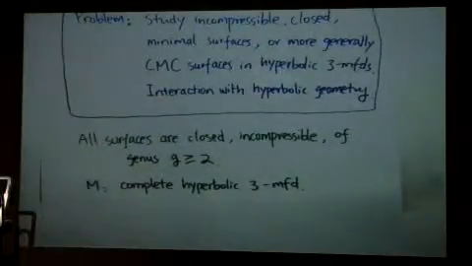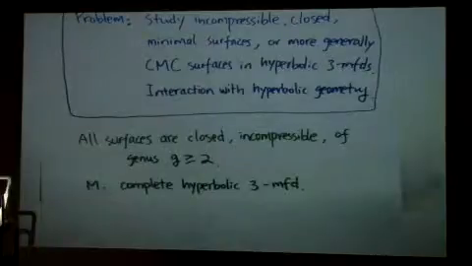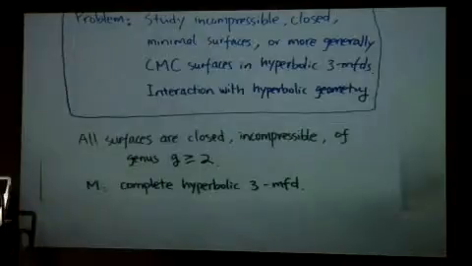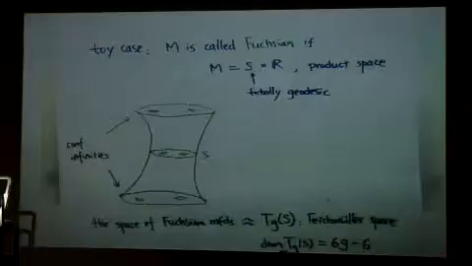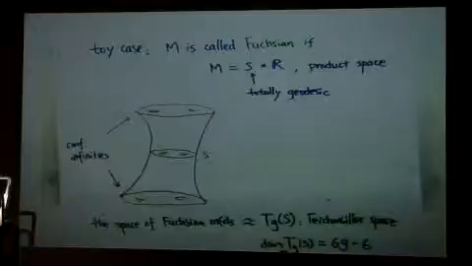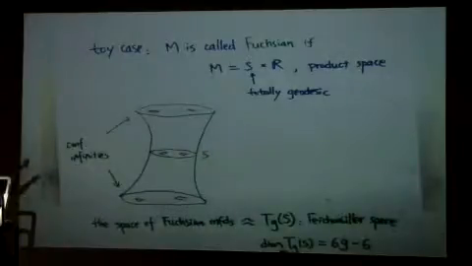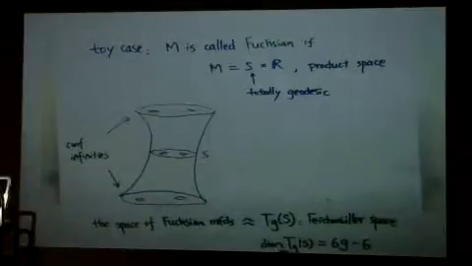Anyway, the assumption is all my surfaces are closed, incompressible, of high genus, and my string manifold is complete hyperbolic. All right, let's look at a baby case, the so-called Fuchsian case. My hyperbolic string manifold is a product space, surface cross R. The surface is hyperbolic, so it's totally geodesic. Here's a rough picture: you have a surface S sitting there, and the two conformal infinities. This is the baby case.